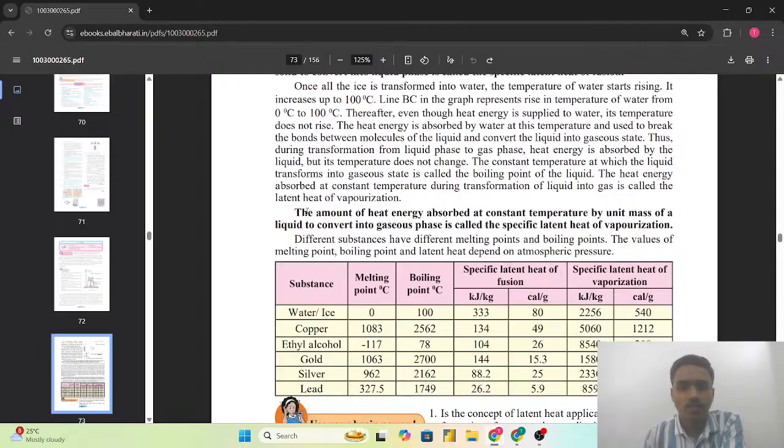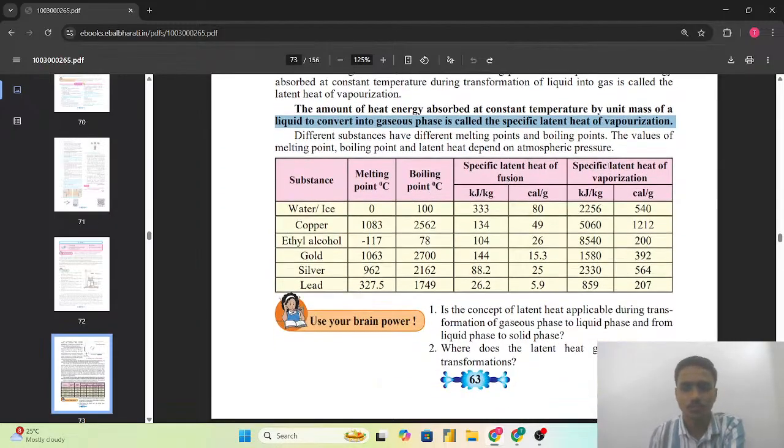So here we have the definition of specific latent heat of vaporization, that is the amount of the heat energy absorbed at the constant temperature by unit mass of a liquid to convert it into the gaseous phase is called the specific latent heat of vaporization.